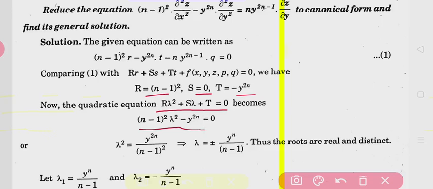Okay, when we use these values we get this thing, (n minus 1) square times lambda square minus y raised to power 2n is equal to 0. So you have to find the values for lambda. Lambda square will be equal to y raised to power 2n divided by (n minus 1) whole square. So taking root both sides, lambda will be plus minus y raised to power n divided by n minus 1. Okay, so you got two values of lambda. One with positive sign, y raised to power n by n minus 1, and another with negative sign of y raised to power n by n minus 1, right? So we say this is lambda 1 and lambda 2.